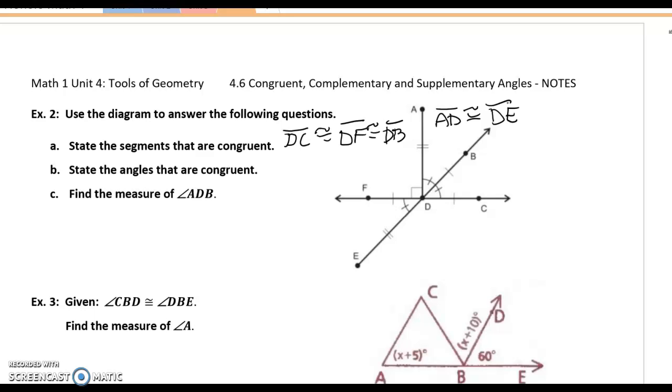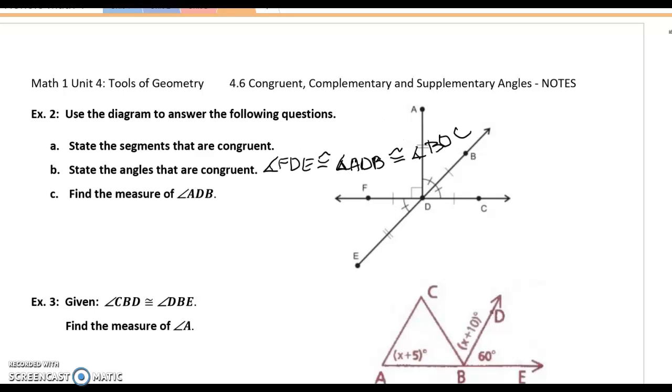All right, let's see what you can do with part B. Again, we're seeing 3 angles that have the same tick marks. So we're going to have an extended congruency statement, talking about all 3 of those angles being congruent. Because all 3 of those angles share D as a vertex, we must name all 3 of those angles using 3 letters.